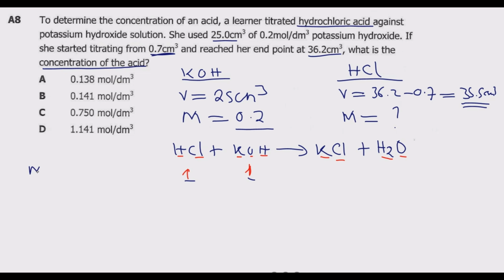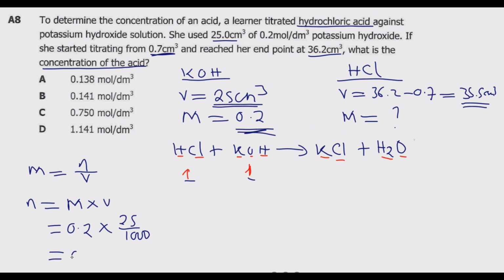So we know that molarity is given by the number of moles divided by volume. Then this volume should be in decimeter cubic. So how can you find the number of moles, which is n? The number of moles is equal to molarity multiplied by volume. So what is molarity? This is 0.2, as you can see from here, then multiplied by this volume in decimeter cubic. Because there are 1000 centimeter cubic in 1 decimeter cubic, we are going to divide 25 by 1000 to convert it to decimeter cubic. So it will be 25 over 1000.